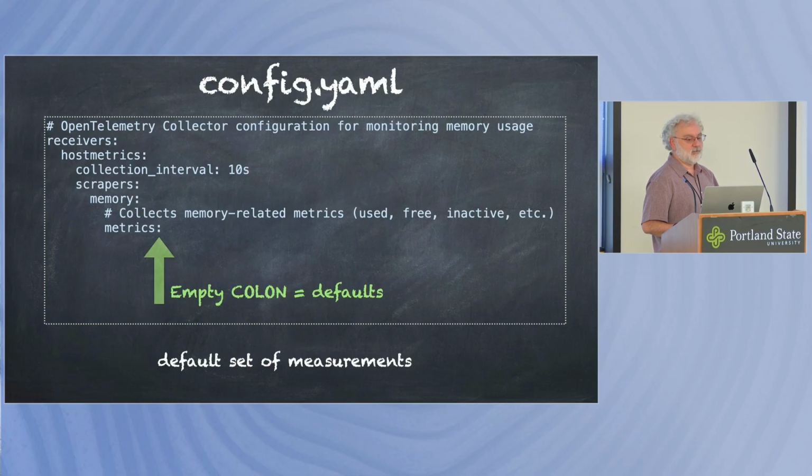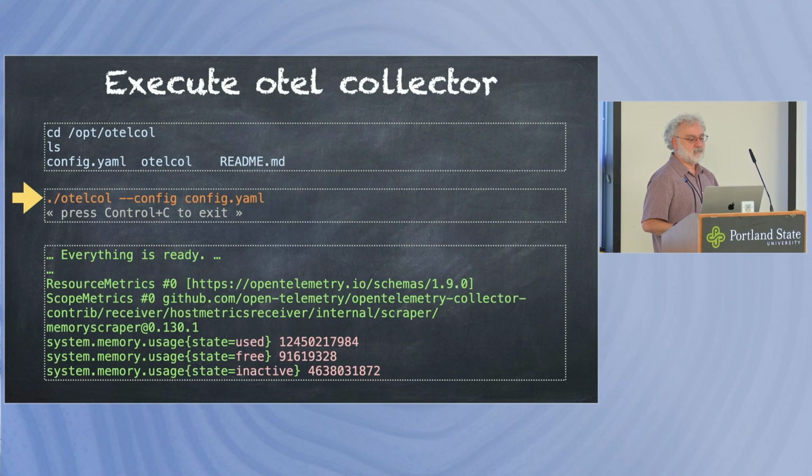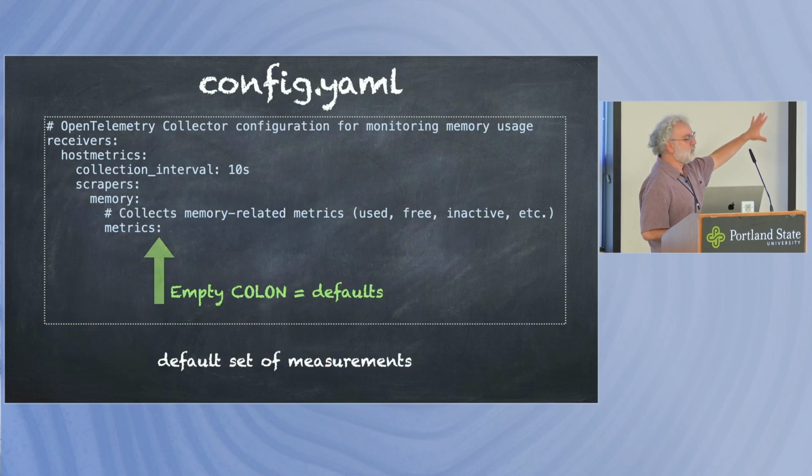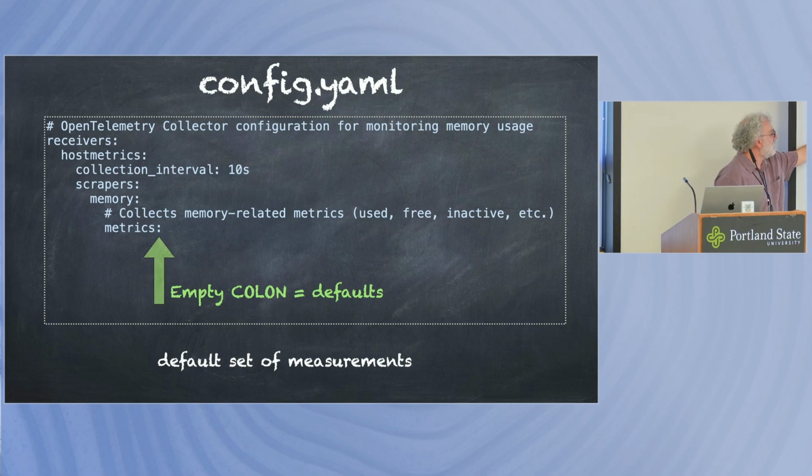And if we look at this YAML file, you'll notice that up above there's this item with the colon and nothing below it. When you do that, that means you're going to get the defaults for that feature. When you have the colon and nothing after it, that kind of threw me at first. So you're just going to get defaults.